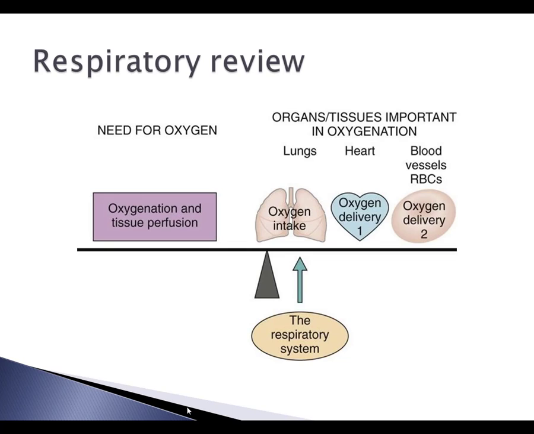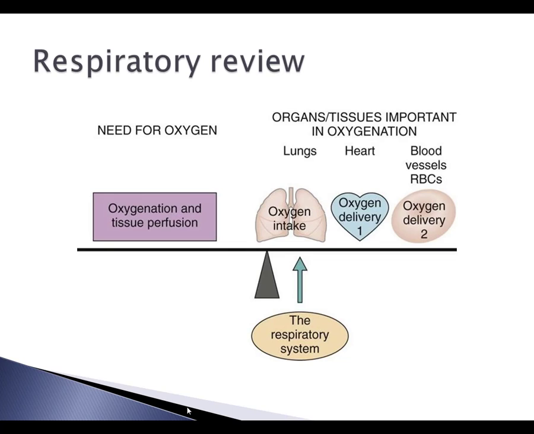So the three systems that work together to provide oxygenation and tissue perfusion are the lungs, the heart, and the blood vessels and red blood cells. The lungs obviously will intake our oxygen. The heart will pump to move that oxygen around. The red blood cells will carry the oxygen to the cells, and the carbon dioxide will be carried back to the lungs via the heart, and exhaled in our lungs.